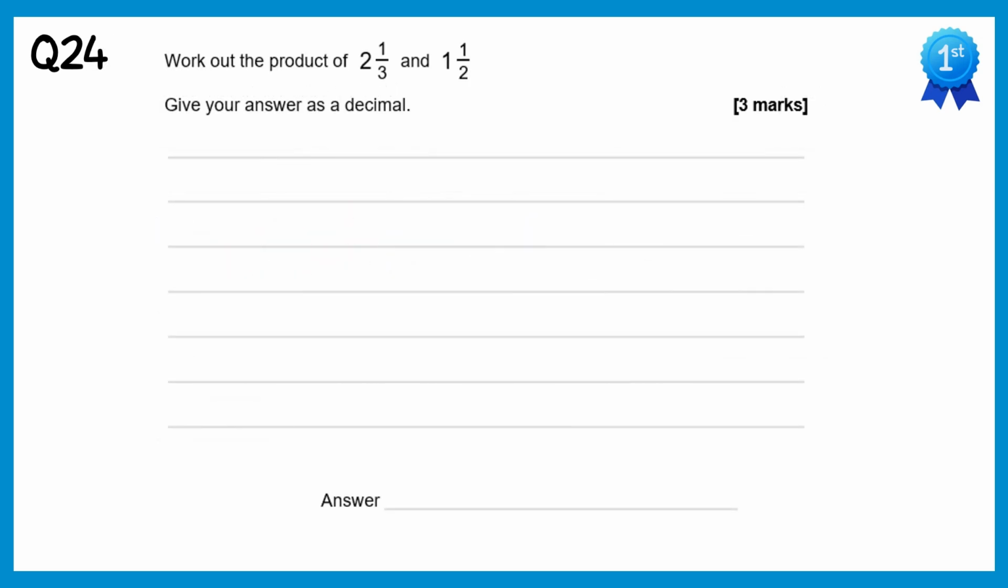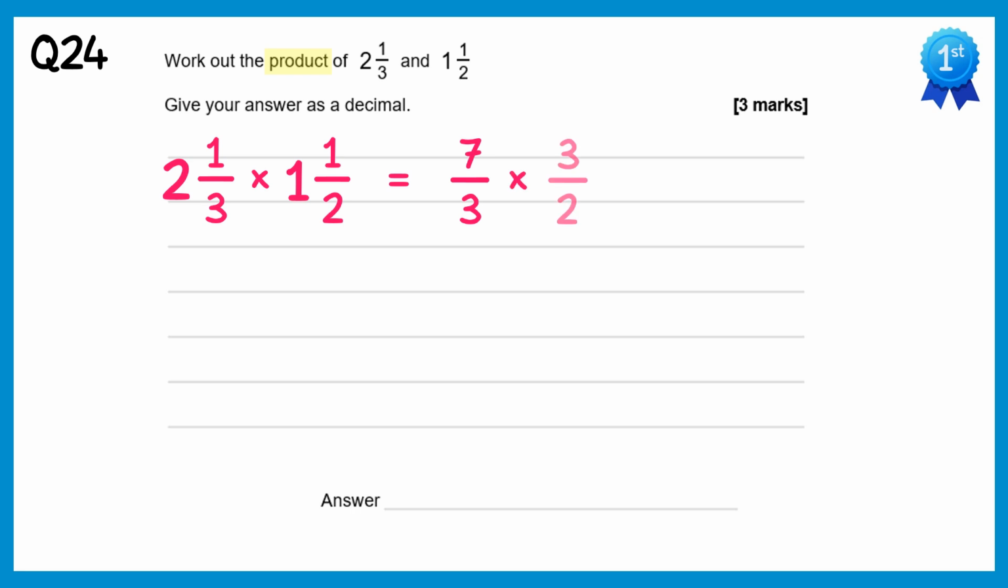For this question, we need to work out the product of 2 1/3 and 1 1/2. The word product means multiply, so we need to multiply 2 1/3 by 1 1/2. To do this, we'll convert these mixed numbers into improper fractions. So we'll start with 2 1/3. We do 2 times 3, which is 6, and then add 1 to get 7, so it's 7 over 3. And for the 1 1/2, we do 1 times 2, which is 2, and then add 1 to get 3, so this is 3 over 2.